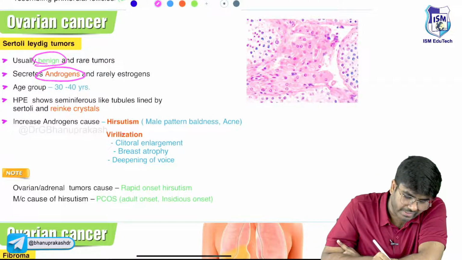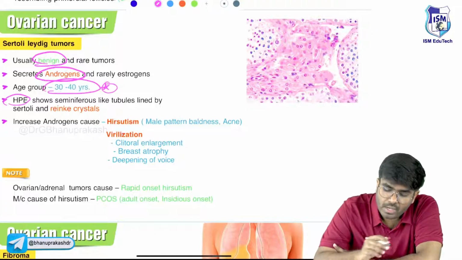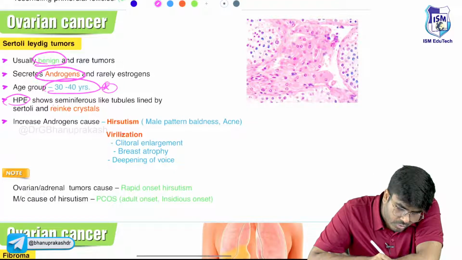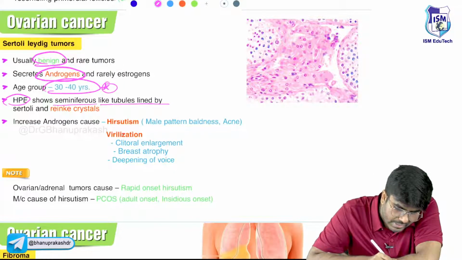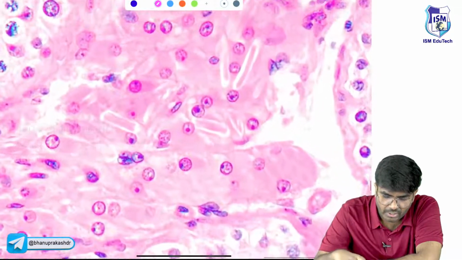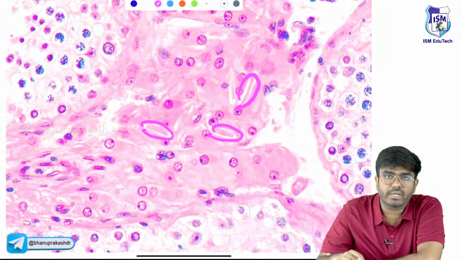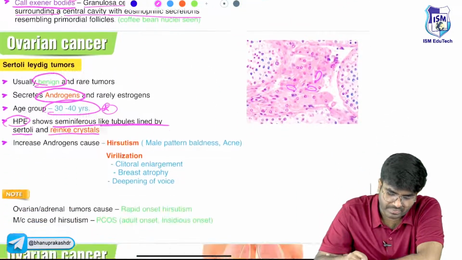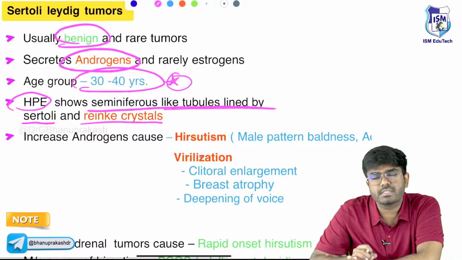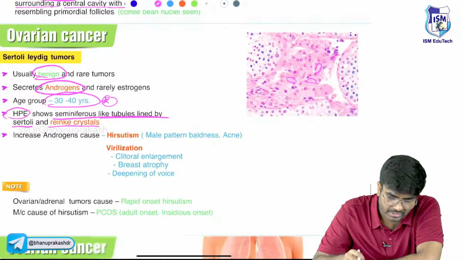Which age group is going to be affected? The 30 to 40 years age group. On histopathology, what you will see? It shows seminiferous-like tubules lined by Sertoli cells, and Reinke's crystals. You can see these crystals, a crystalloid appearance. This is important. When you see such crystals on a biopsy from the ovary, these are called Reinke's crystals. They are seen in Sertoli-Leydig cell tumors, with high levels of androgens. A seminiferous tubule-like appearance is seen in the histology.